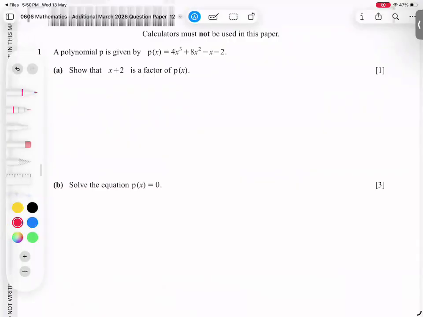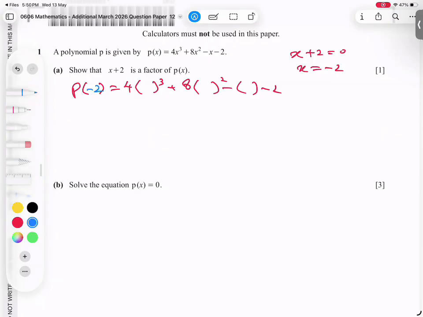So he said a polynomial is given and x plus 2 is shown as a factor. I will put this equal to 0, bring 2 to the other side, and replace every x by negative 2. So here 4x cubed plus 8x squared, negative x and negative 2. I'm replacing everywhere with negative 2. So this is negative 8, 4 8s are 32, and positive 2 and negative 2 cancel, 0. So you can say proved.